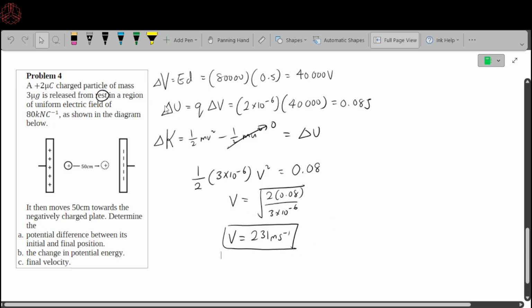As you can see, even the concepts of work and energy have been used in this kind of situation. Even though we're talking about electrostatics and electric fields, we do have to remember our kinematics as well as our dynamics and work-energy theorem.